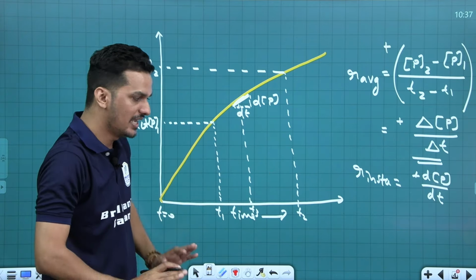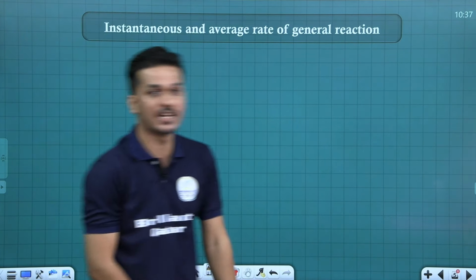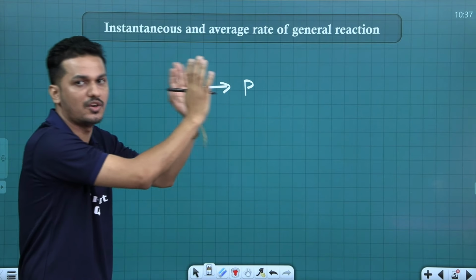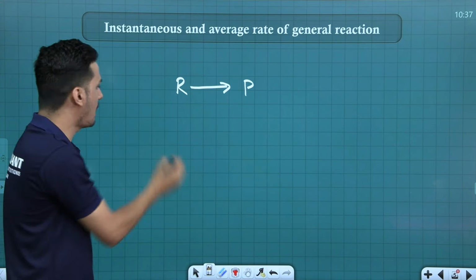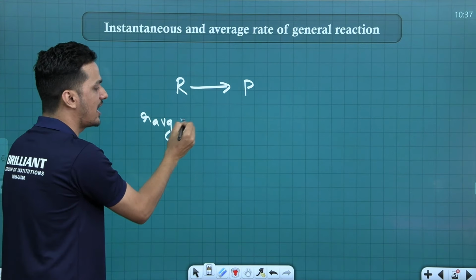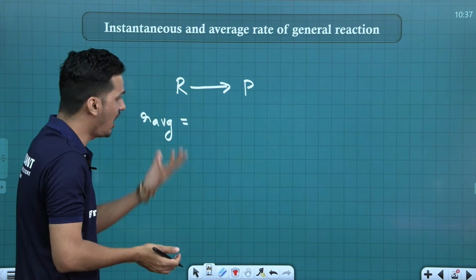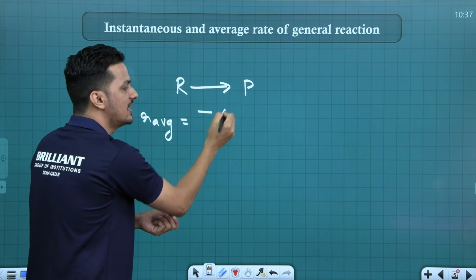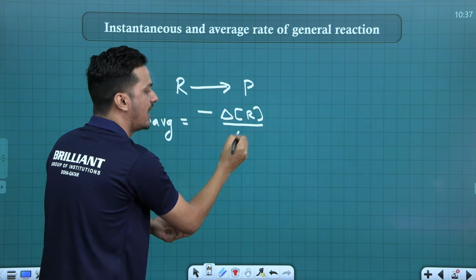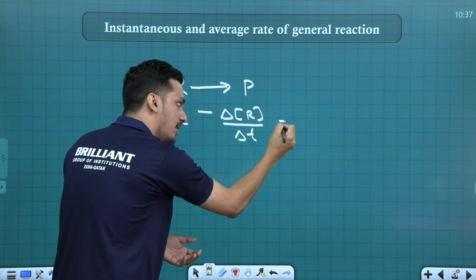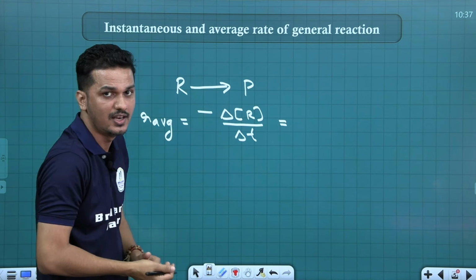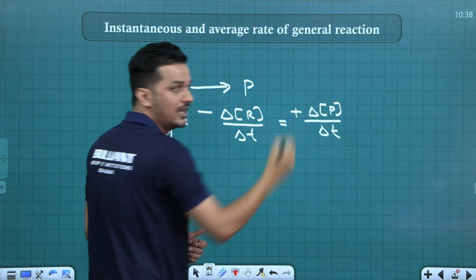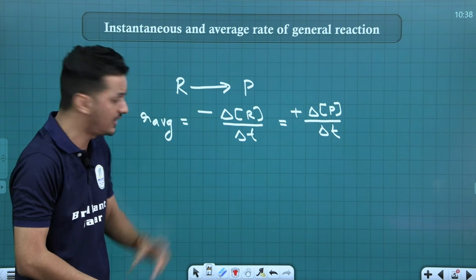So generally, when we are representing R gives P, a reactant giving a product, suppose this is the reaction. We can represent R average in terms of reactant. How? Simply, I already told you, minus delta concentration of R divided by delta T. And that will be equal to, in terms of product, plus delta concentration of P divided by delta T. Correct, right? So likewise I can represent R average.